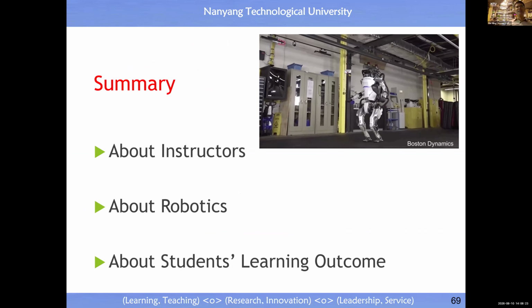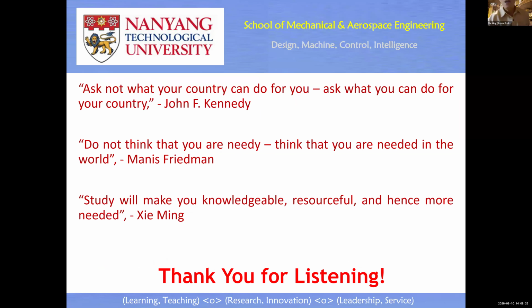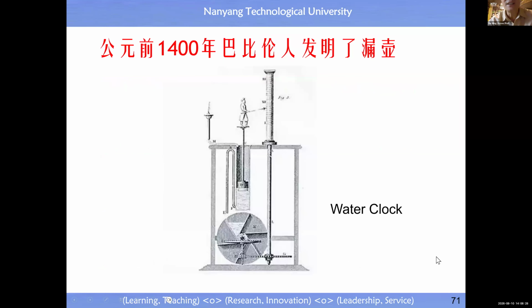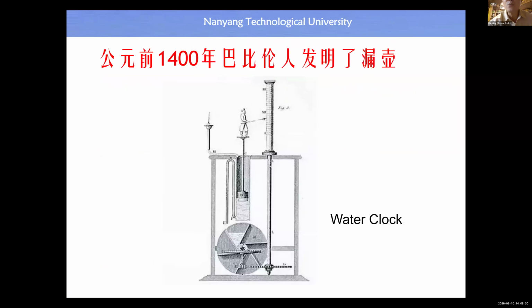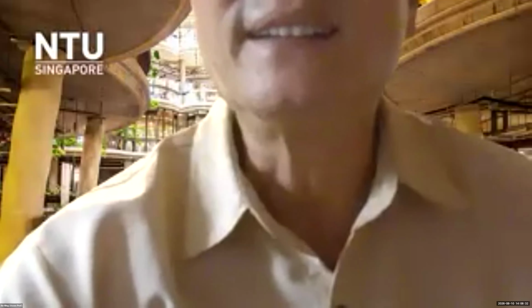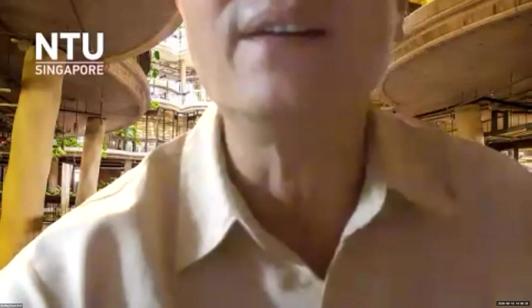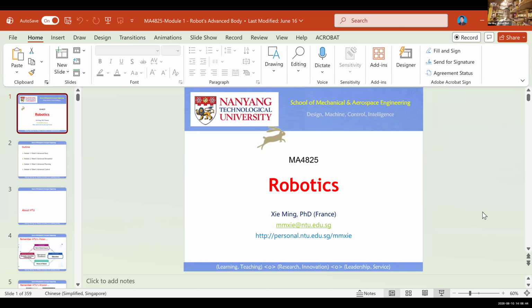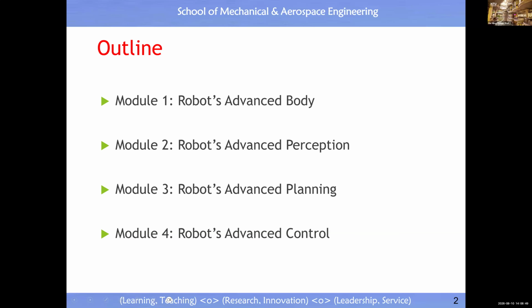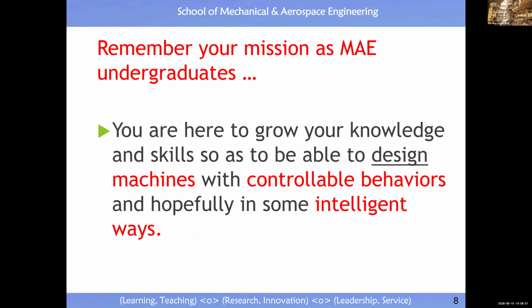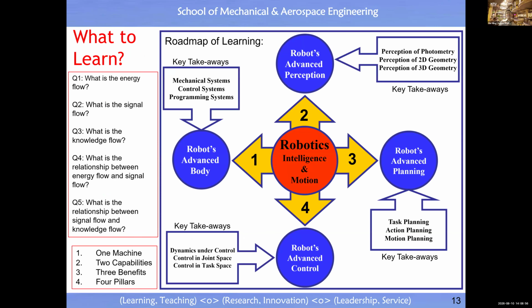So that's the quick introduction of this robotics course. Now let's move on to the study of module 1. Module 1 is about the study of robots' advanced body. I can skip the slide at the beginning, because just now I already mentioned all these things. What is the current state of the art in humanoid robots?